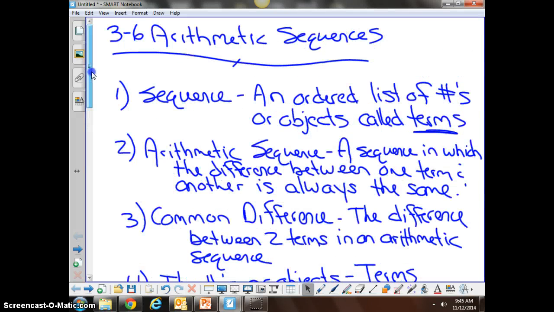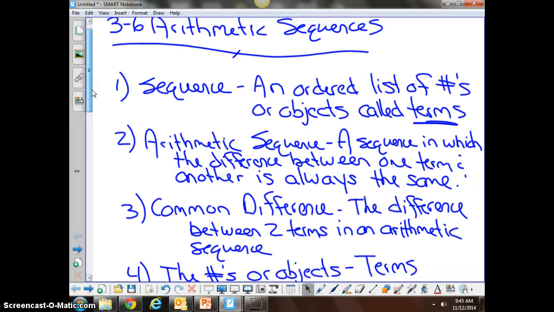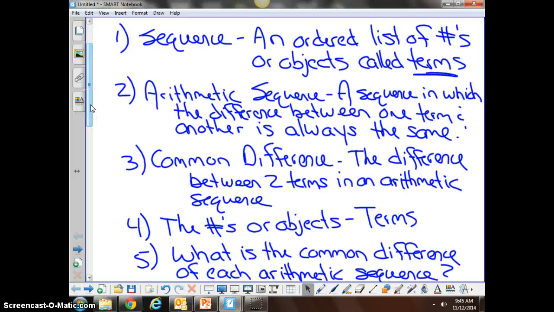Ladies and gentlemen, today we're working on arithmetic sequences, lesson 3-6, with 4 vocab words to start off with. First one is sequence, an ordered list of numbers or objects called terms. Terms is another vocab word that is actually down here. Terms would be the numbers or the objects.